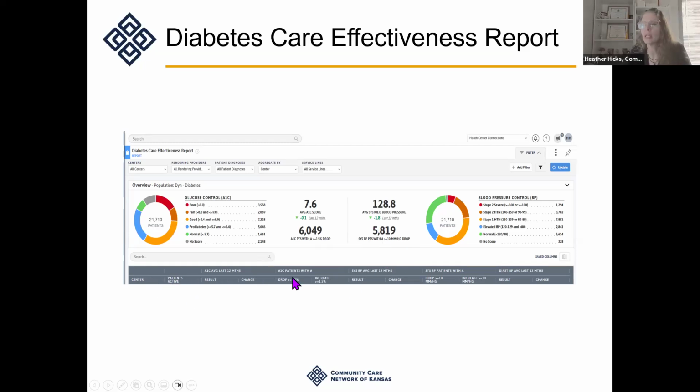It's a little bit hard to see this bar down here, but this is going to show you the patient. That's why there's no data here. I clipped it off just to see the headers. For the last 12 months, what was their A1C? What was their blood pressure? And it breaks it down by diastolic and systolic.